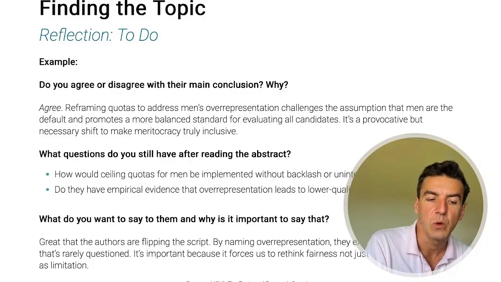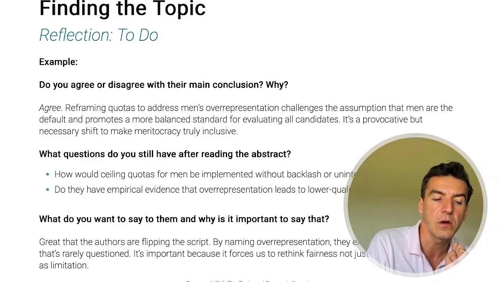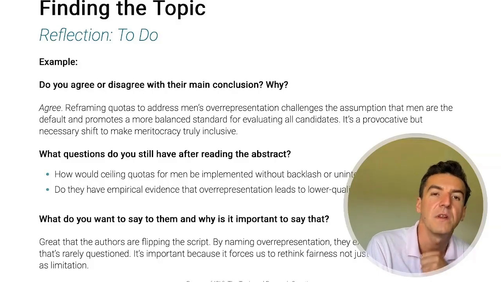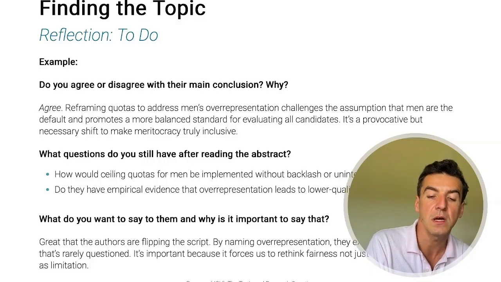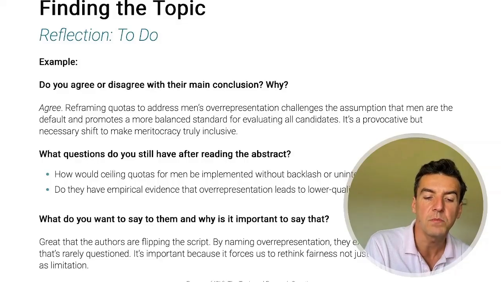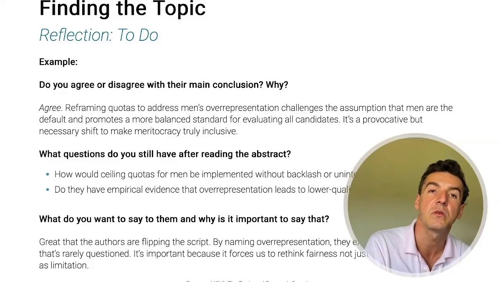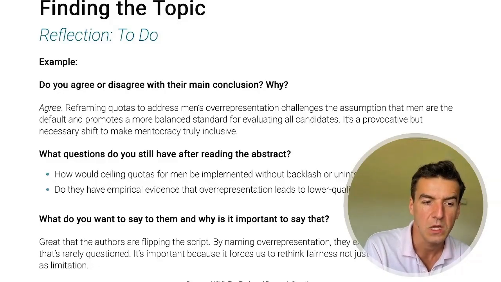Question number 3: what do you want to say to the author, and why is it important to say that? If I were to speak to the author, I would say something like this. Great that the authors are trying to flip the script. By naming overrepresentation, they expose a power structure that is rarely questioned. It's important because it forces us to rethink fairness not just as inclusion, but also as limitation. Those are the 3 questions that I would like you to think about.